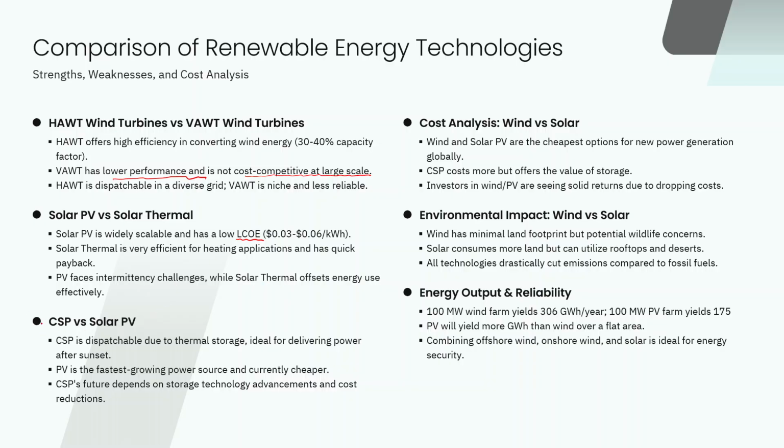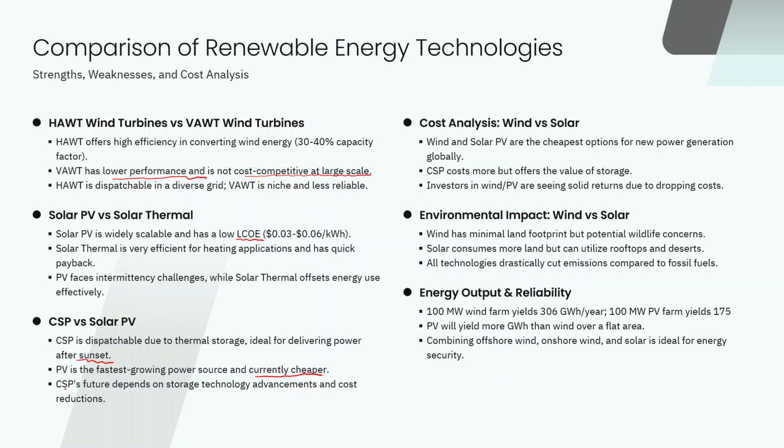And if you compare two different technologies that produce electricity out of the solar, the concentrated solar power plants versus the solar PV. Okay, so the concentrated solar power plants are dispatchable due to thermal storage. Okay, and it is ideal for delivering power even after the sunset. Right? And the PV is the fastest growing power source, and it is currently cheap, and you have seen that the operation and maintenance cost of the PV is also very cheap. Right?